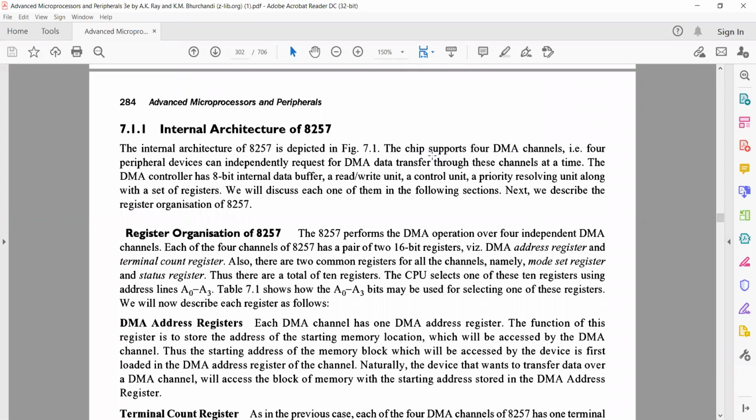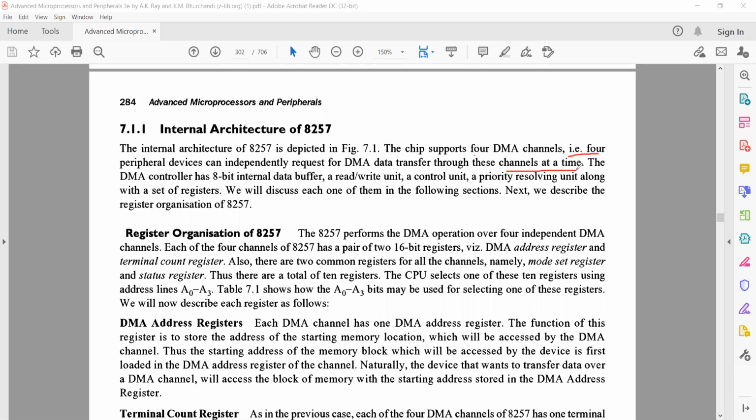See, internal architecture of 8257. Just now we saw the block diagram. So the chip supports how many channels? 4 DMA channels, channel 0 to channel 3. So 4 peripheral devices can independently request for DMA data transfer through these channels at a single time. That is the meaning of having 4 channels.